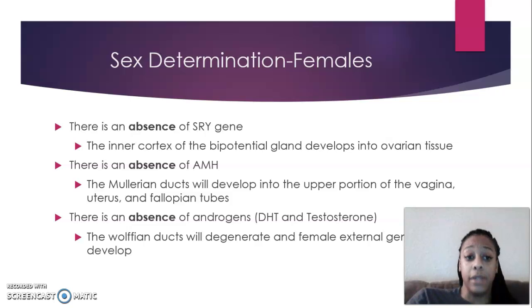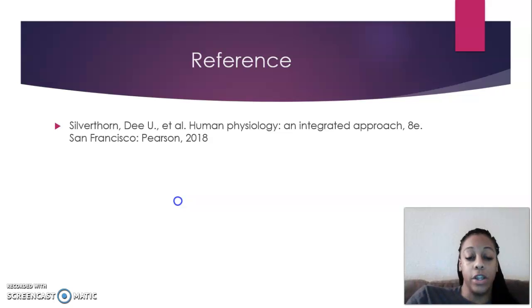With an absence of AMH, the Müllerian ducts will develop into the upper portion of the vagina, the uterus, and fallopian tubes. There's also an absence of the androgens we talked about, DHT and testosterone. With an absence of these, the Wolffian ducts will degenerate and female external genitalia will develop. That's just a brief overview of how we determine sex and the development of the organs, and how the hormones and genes aid in sex determination.